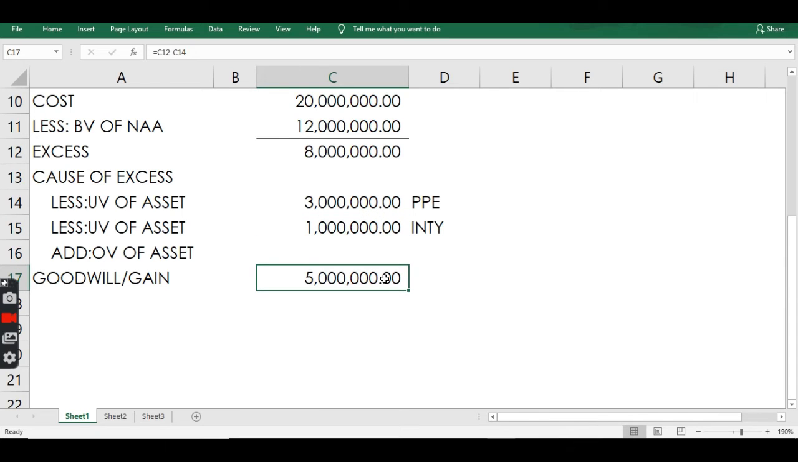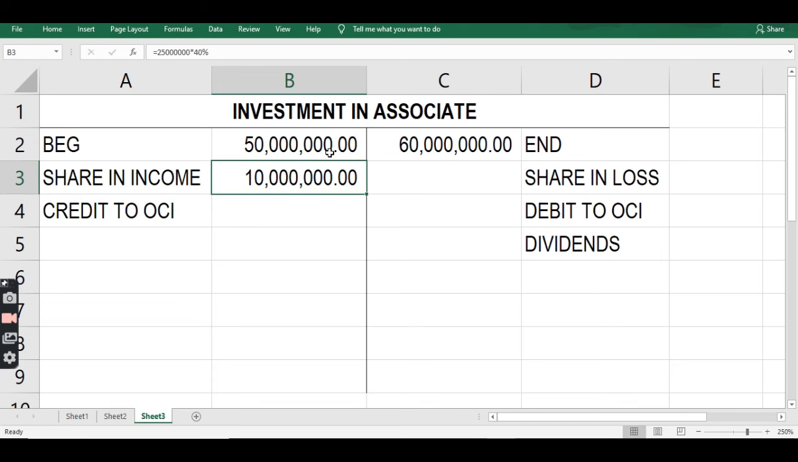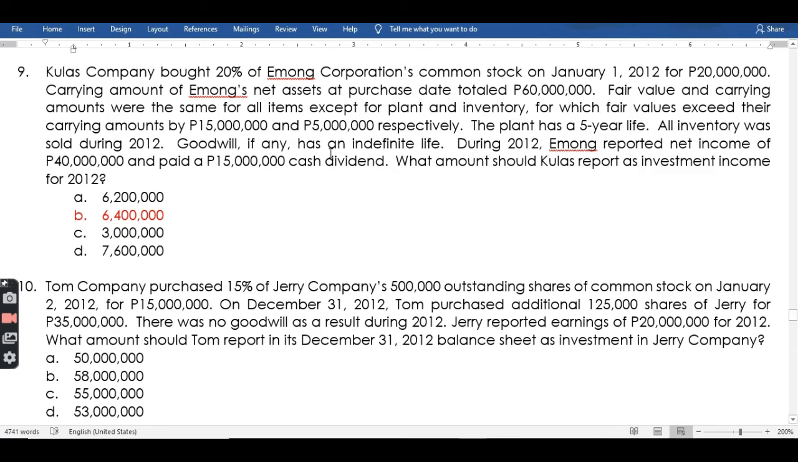So, ibig sabihin, ang maging goodwill natin ngayon dito will be yung ating difference, which is basically 8 million minus, mali yung total. So 4 million yung ating goodwill. Pero definite naman yung life, so walang problema dyan. Okay? So gawin muna natin yung initial item natin dito. Magkano ulit natin binili? 20 million.